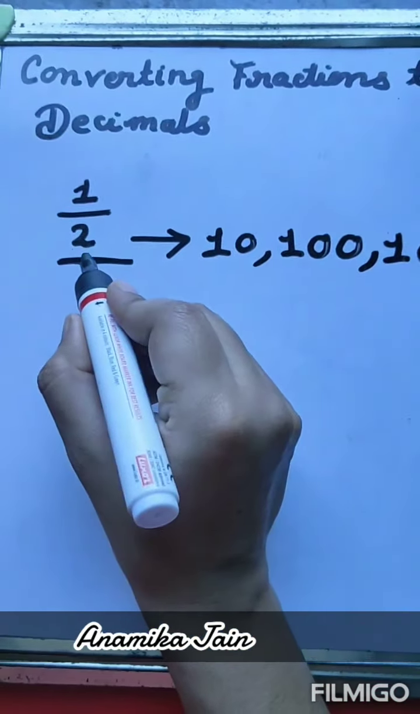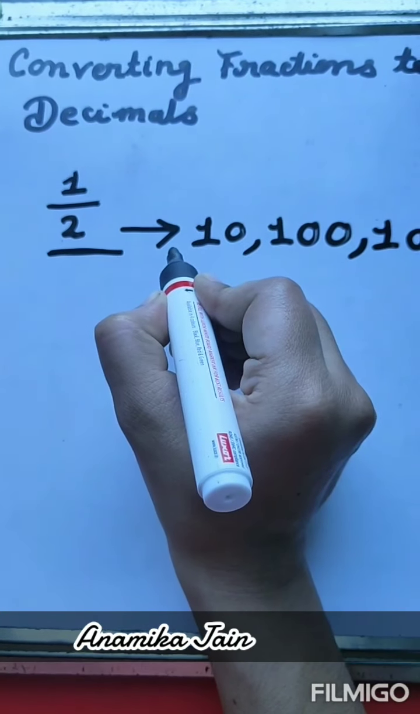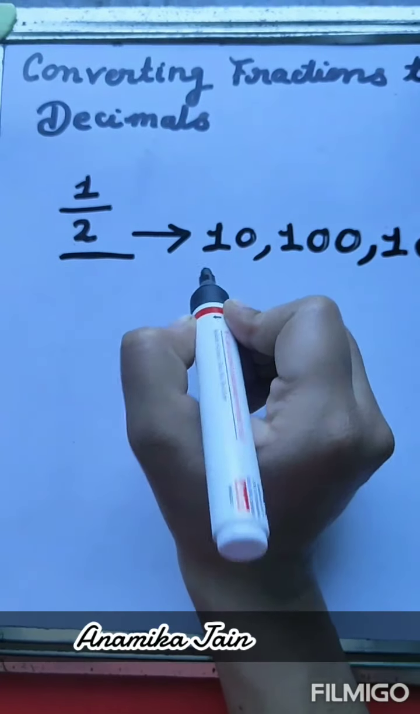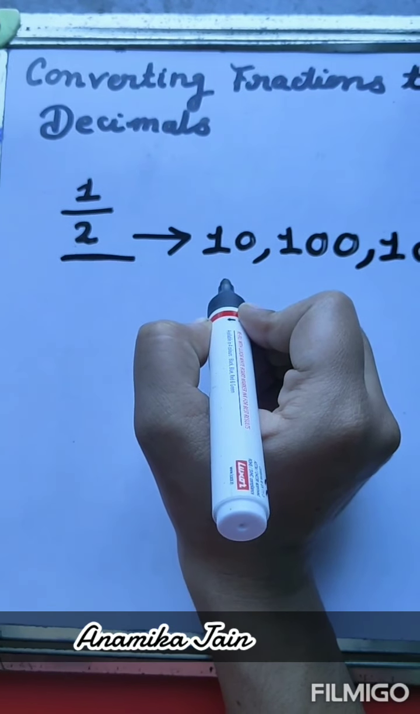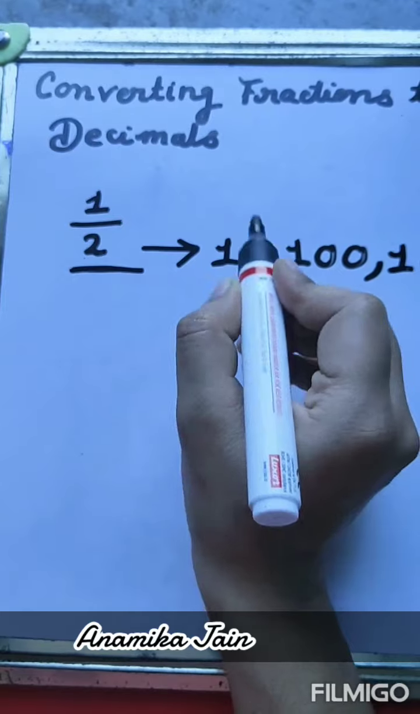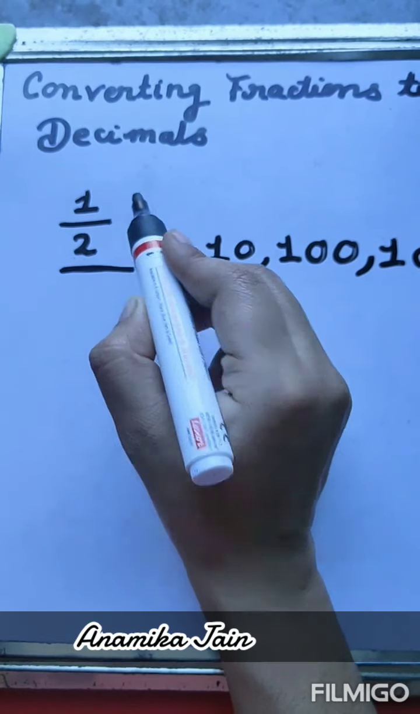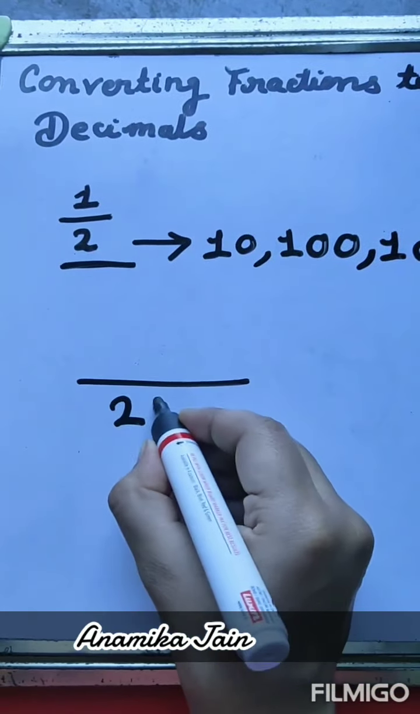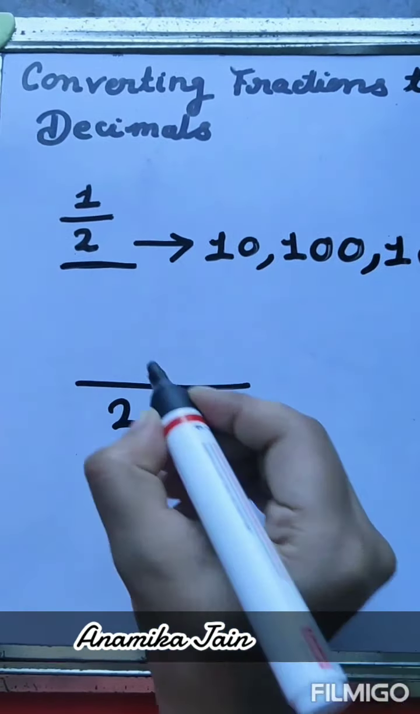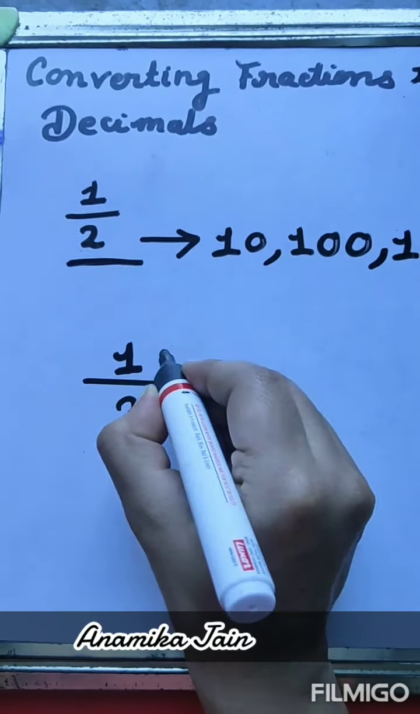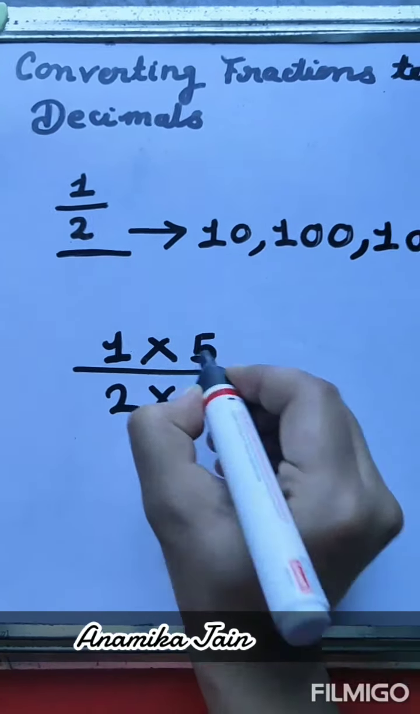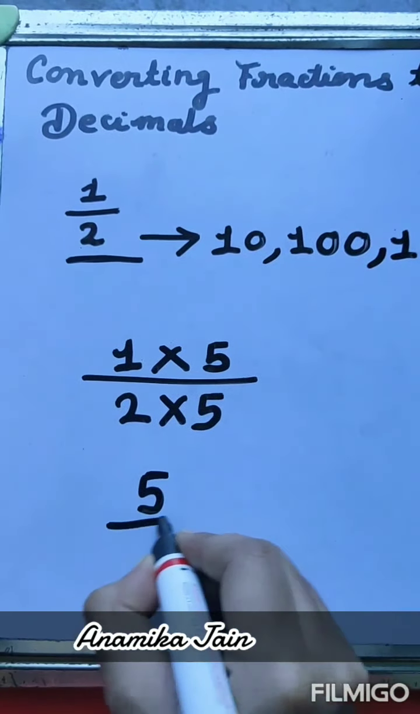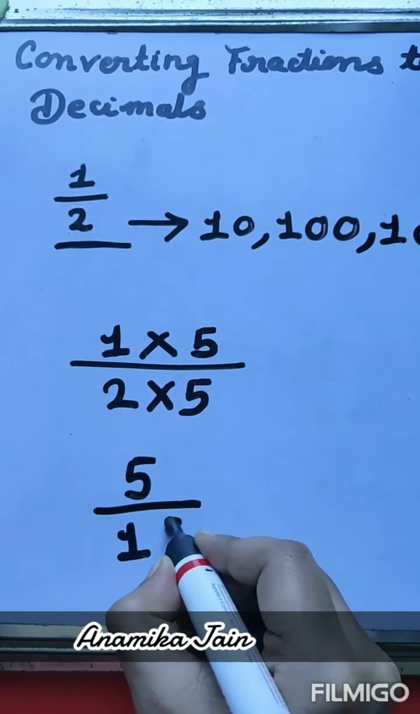Okay, we know that if we multiply 2 with 5, we will get the denominator 10. So whatever operation you are performing in the denominator, the same operation you have to perform in the numerator too. It means that if I am multiplying 2 with 5 to make it equal to 10, I have to multiply 1 with 5 too, right? So we know that 1 5s are 5 and 2 5s are 10.